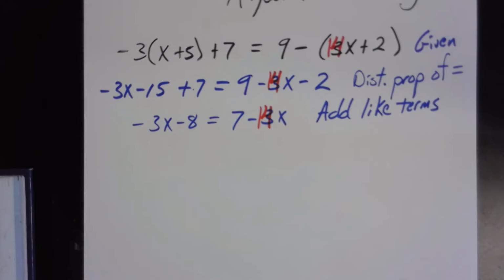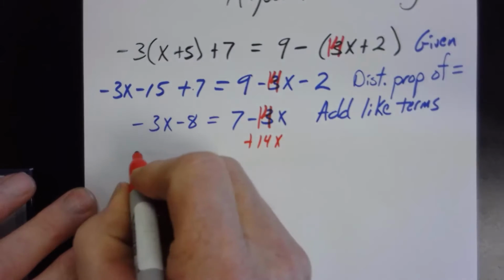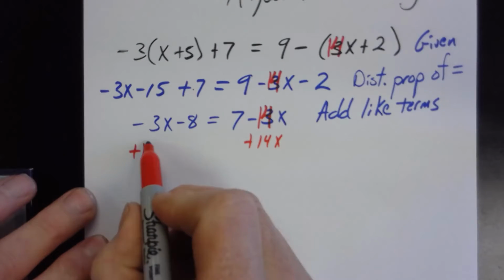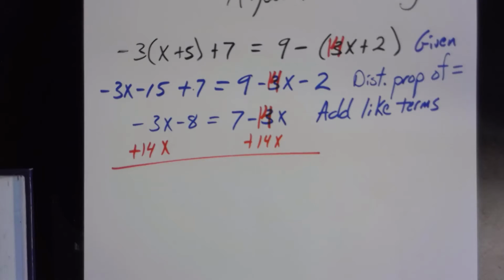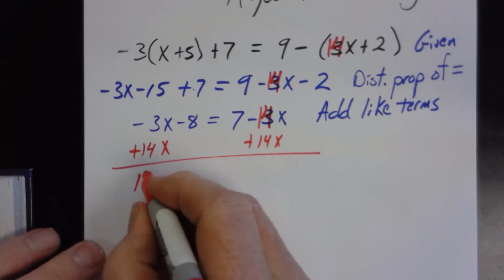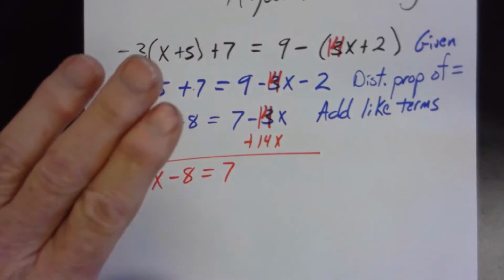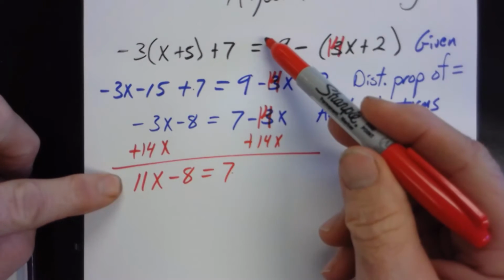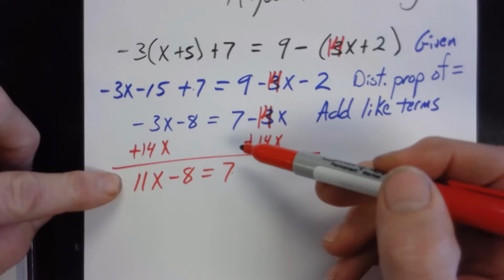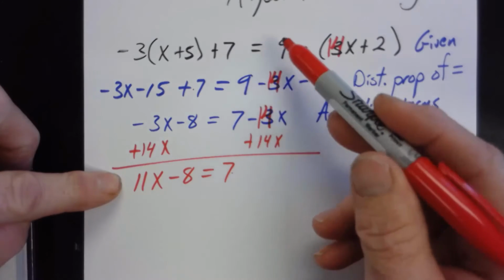Say it louder. Add 14x to both sides. Okay, so that's what I'm going to do. Are you doing that because you like the variable on the left or because you like the coefficient to be positive? Oh, okay. I like that too. So 11x subtract 8 equals 7. Now I have a new equation. I know you guys think of this as the same equation, but it's not. It's what we call equivalent. It has the same solution. The same number makes it true, but it's not the same equation.